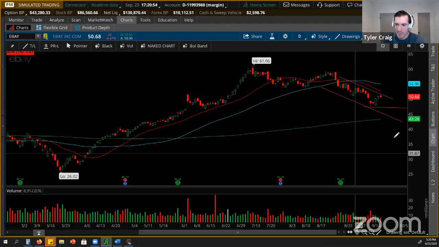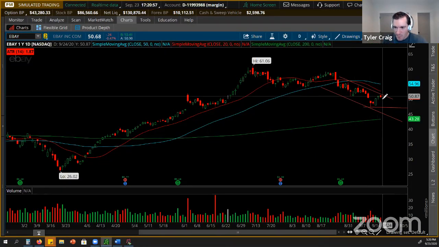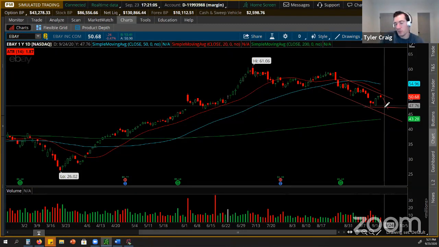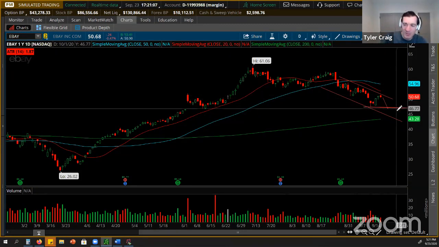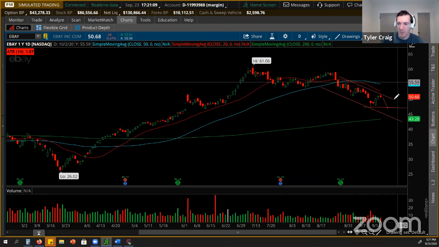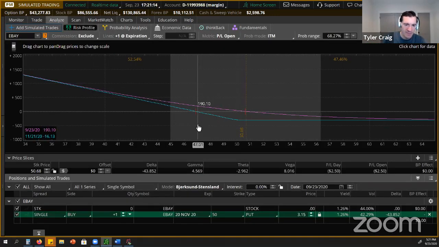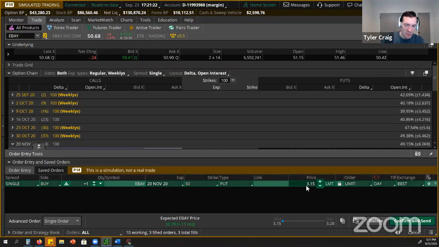Okay, so this thing drops to 47. I make a 60% return. Now that's assuming time doesn't pass. It's assuming volatility doesn't change. Usually time does pass, and usually volatility does change. So the results could be a little bit different, but I think that's a good forecast to use just to gauge our expectations here. Okay, so there you go. There's buying a put at 3.15, target 47.